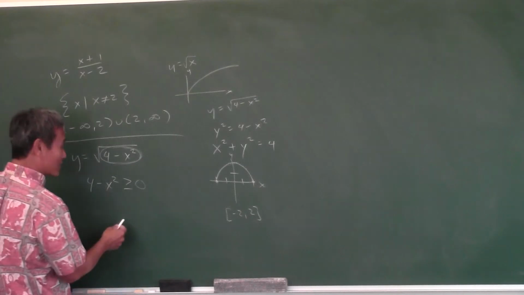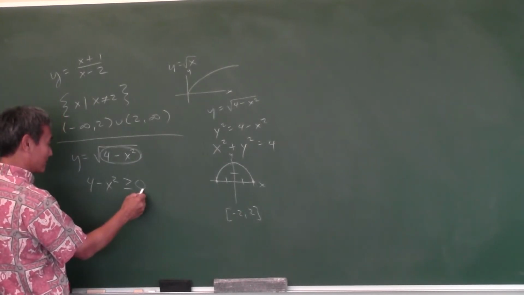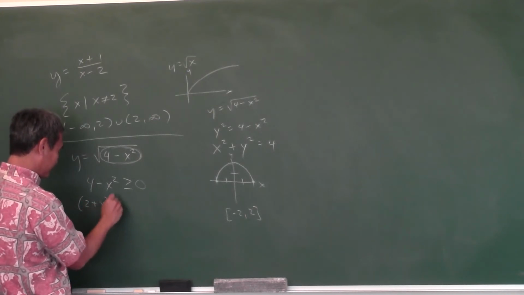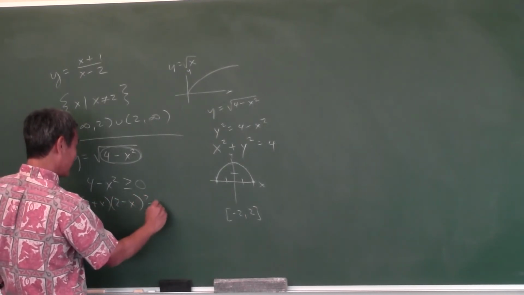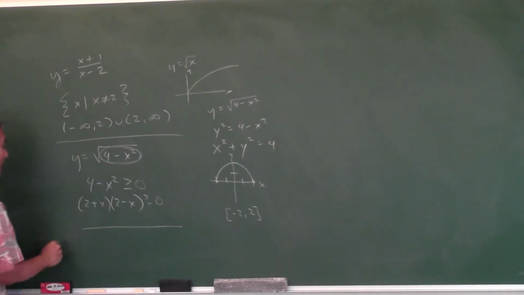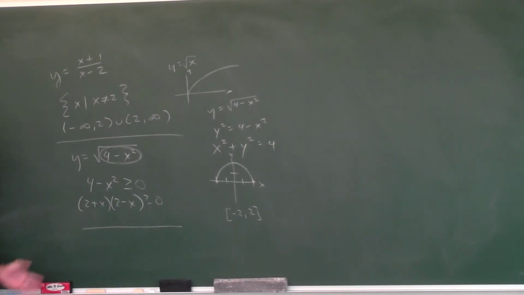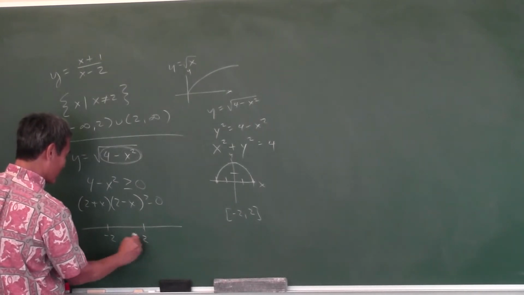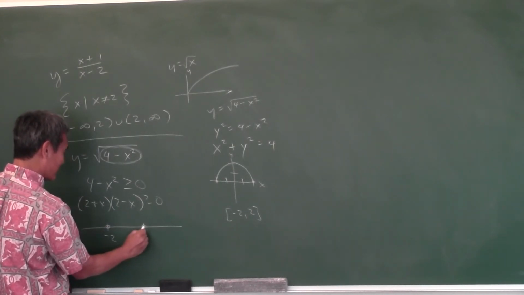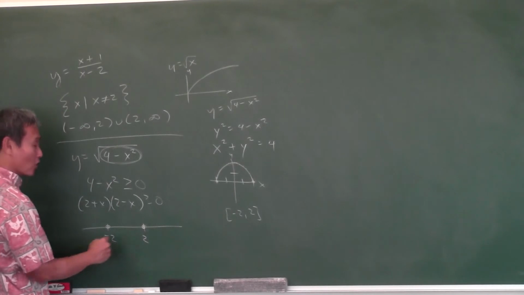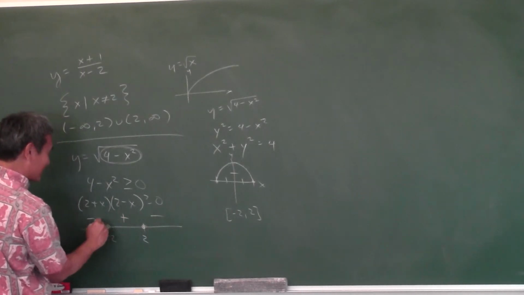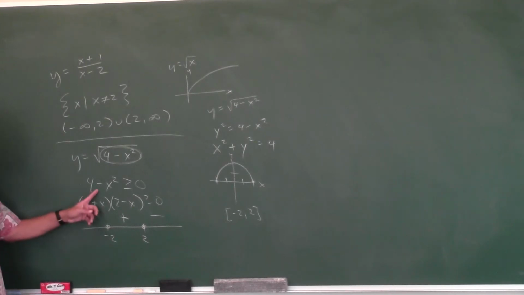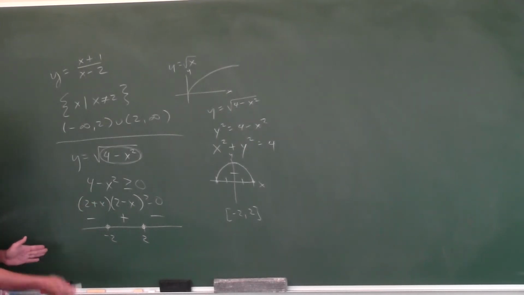So what's the procedure for solving inequalities? Make one side 0. Get rid of squares. Factor this side. And then make a number line. We just did this chapter. What goes on the number line? -2 and 2. Plus, minus, plus? No. Minus, plus, minus, because the leading coefficient is negative. If you were to graph this, it's a parabola opening down: below, above, below.